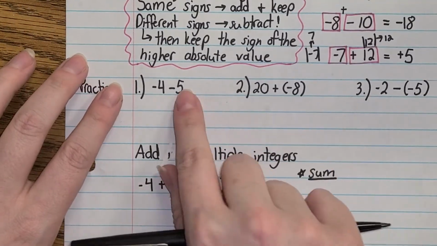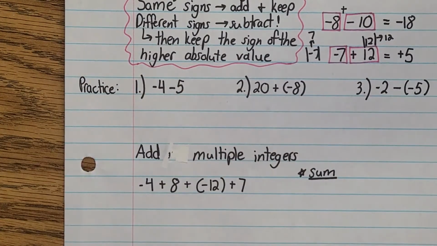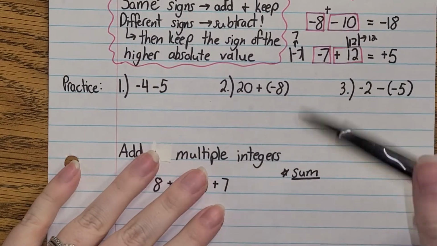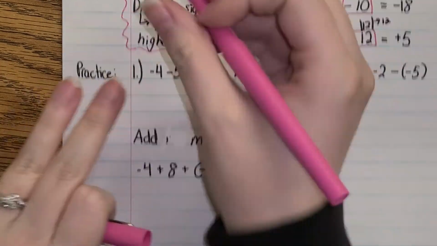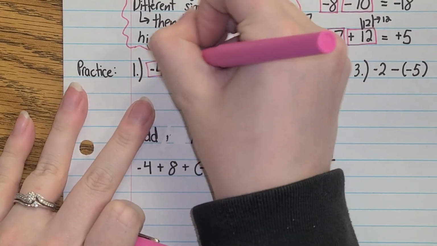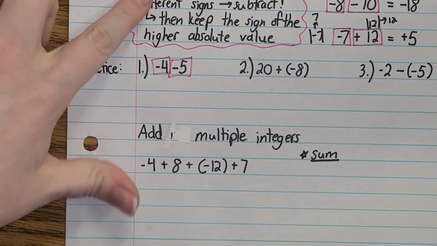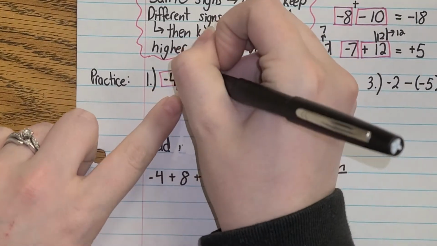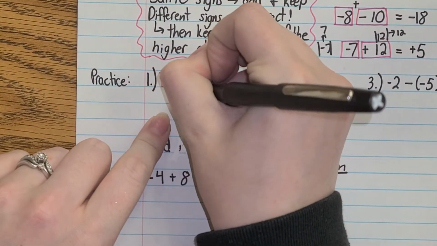Okay, so now practice. Number 1, negative 4 minus 5. What do you get? Okay, you should have boxed it. Negative 4, this is now a negative 5. Same signs, add and keep. Negative 4 plus negative 5 is negative 9.